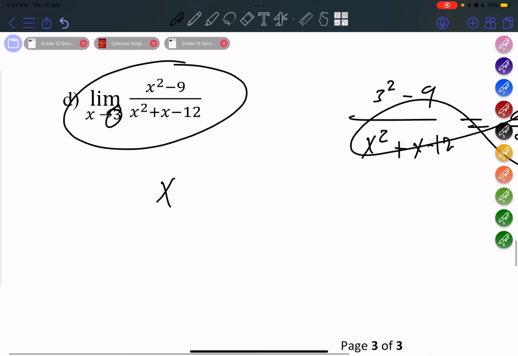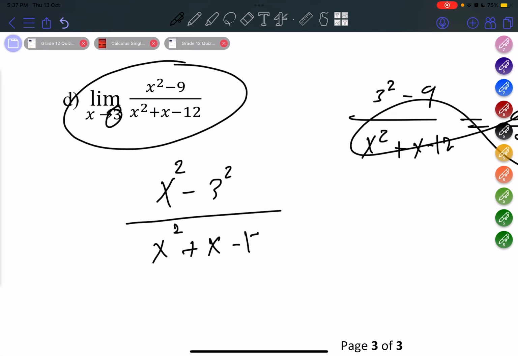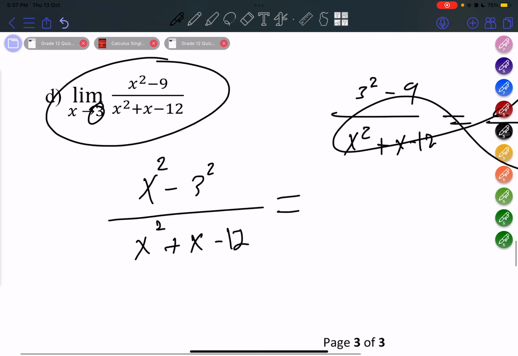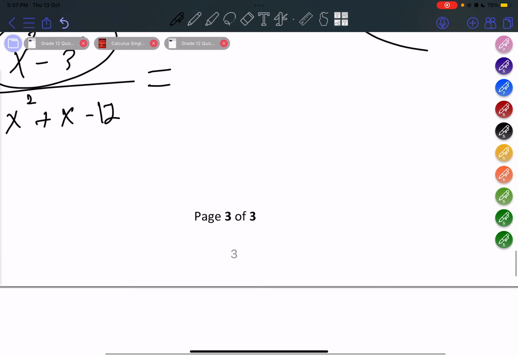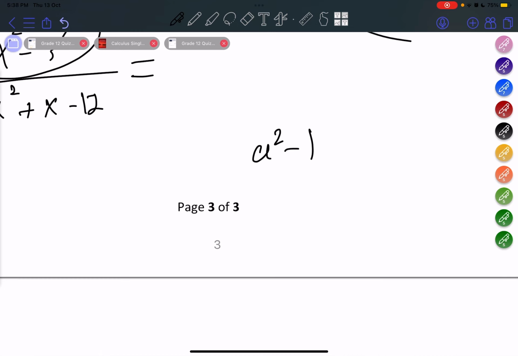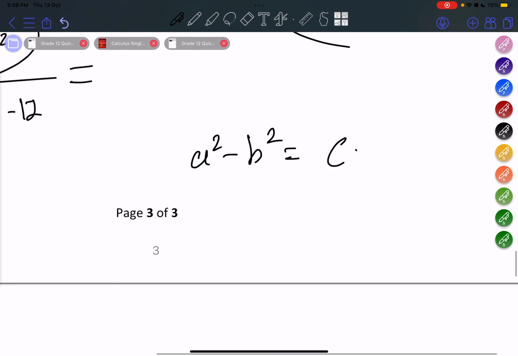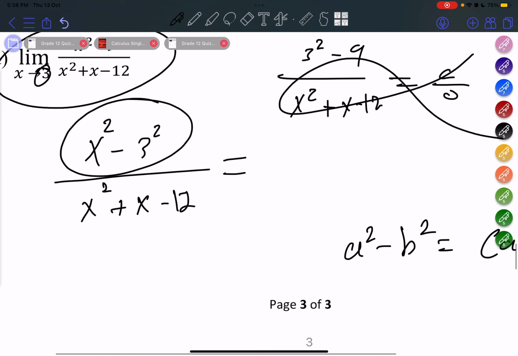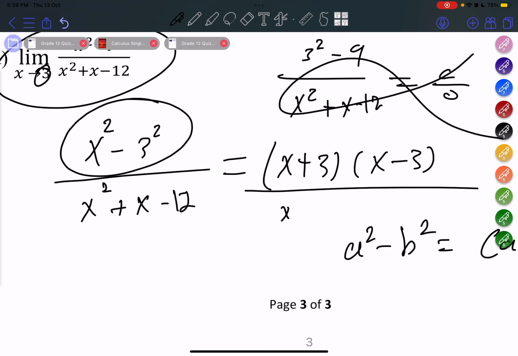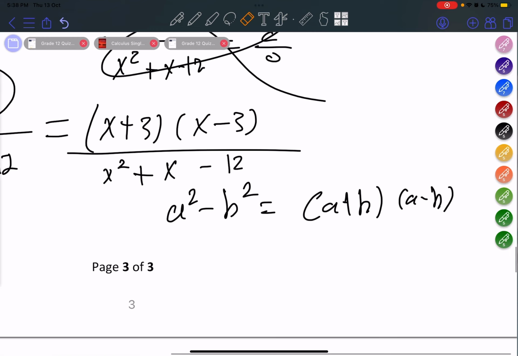So if you factorize, x squared minus 9 over x squared plus x minus 12. We won't change anything in the denominator. We know the rule that a squared minus b squared is the same as a plus b times a minus b, okay? So it changes to x plus 3 times x minus 3 over x squared plus x minus 12, the same thing. So I'll just remove this rule.